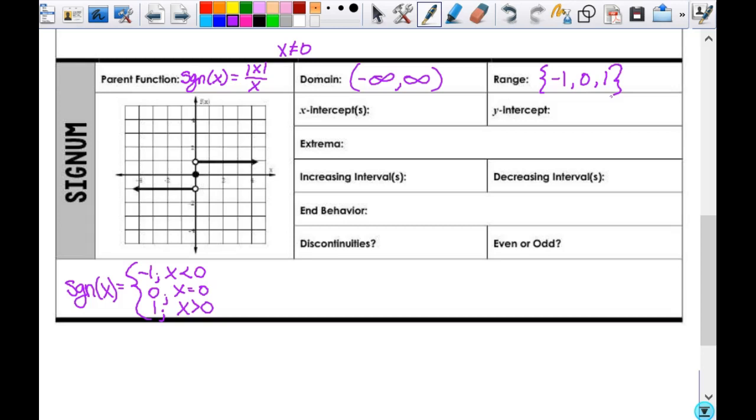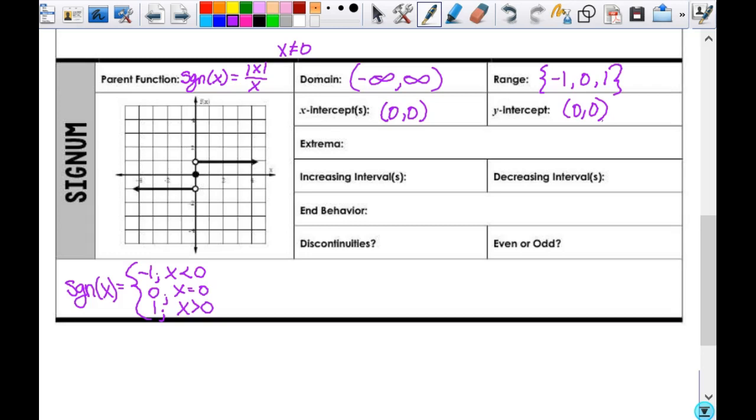All right, so x-intercepts. Do I have any? Yes. 0, 0. Y-intercepts? Yes, 0, 0. Extrema. Oh, you're ahead of yourself. Yes, but that's not extrema, but you're on the right track. All right, so the smallest y value is what?